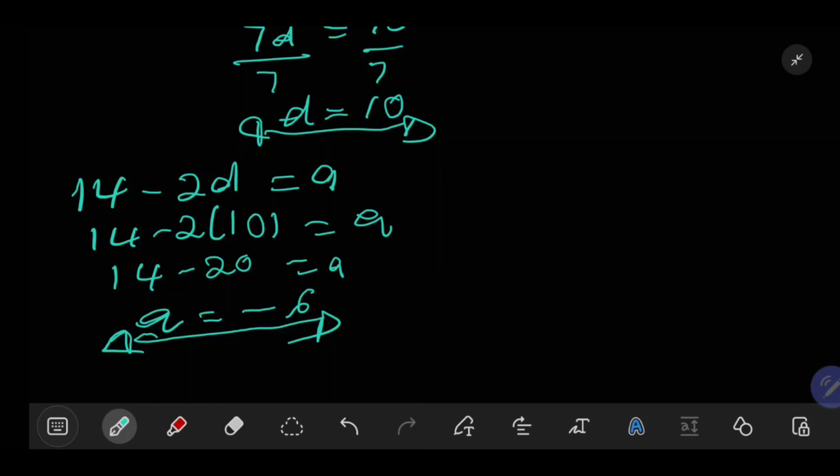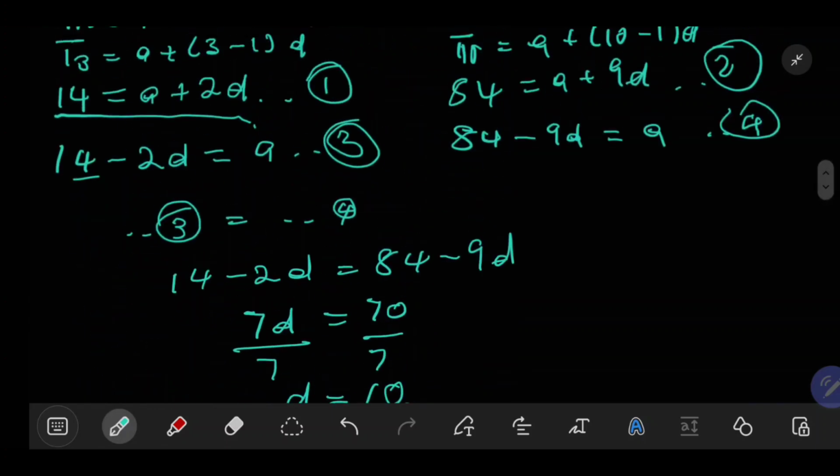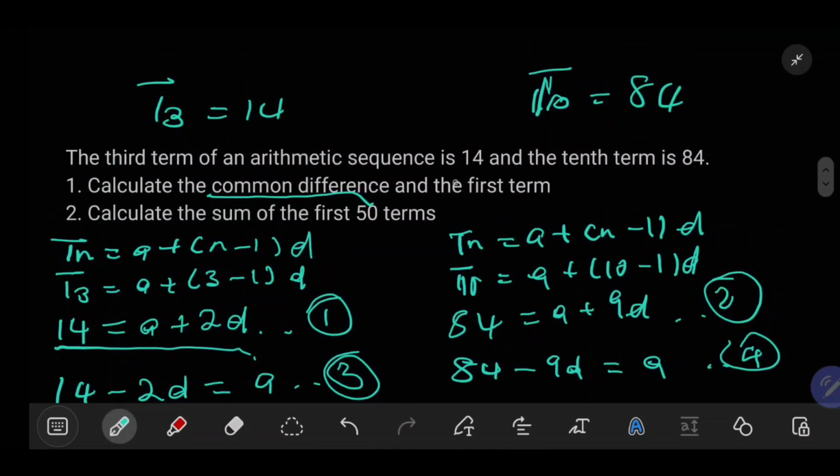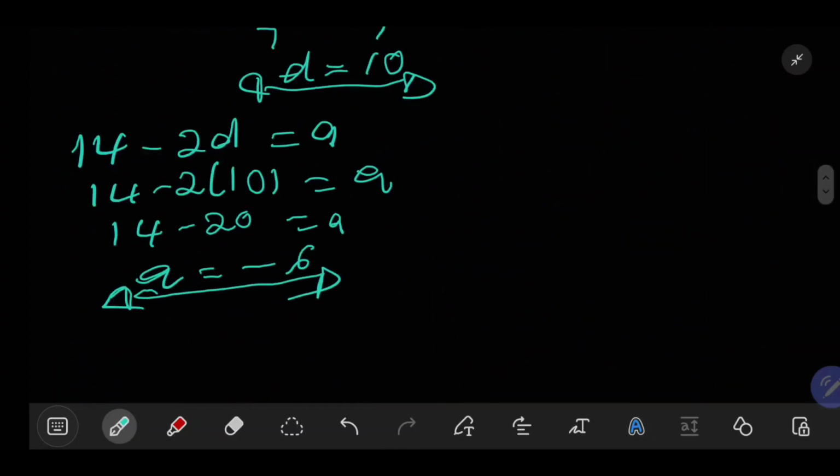So our common difference is 10, and then our first term is negative 6. And then just like that, you are done. Okay, we have answered number 1. So now they want you to calculate the sum of the first 50 terms. So this is an arithmetic sequence, and they want you to calculate the sum.